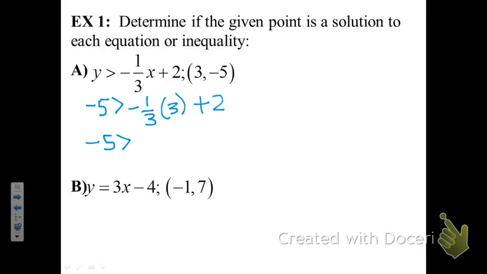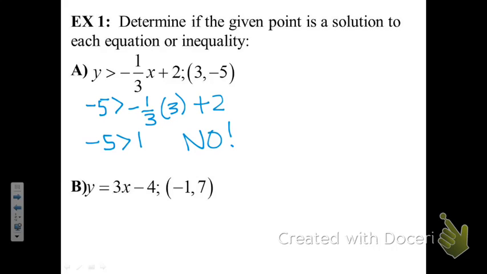And we get -5. If you take -1/3 times 3, you get -1. -1 plus 2 is 1. So -5 is greater than 1 is how that statement reads, and because it's not true, we would say no. This is not a solution to that inequality. That point 3, -5 is not a solution.